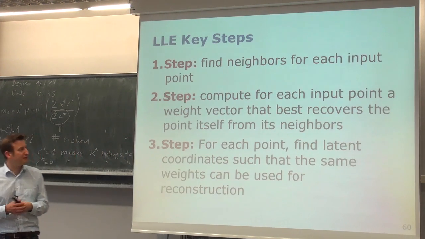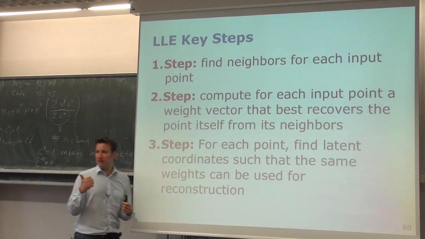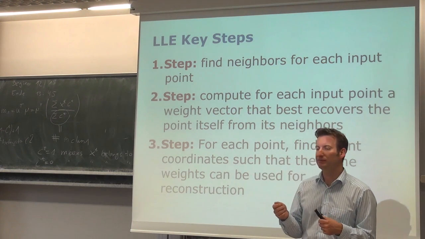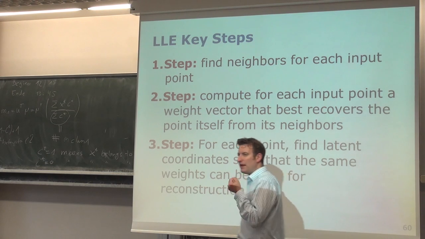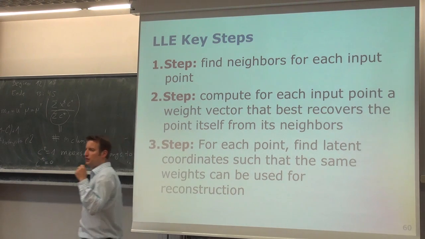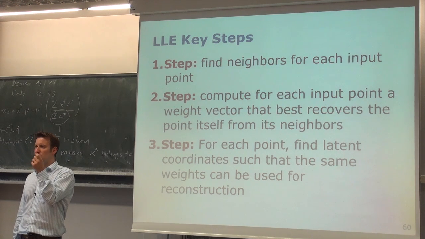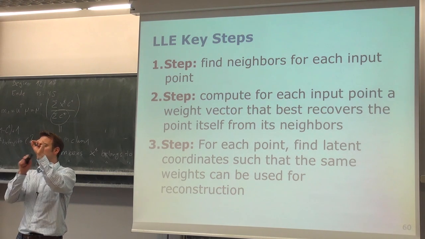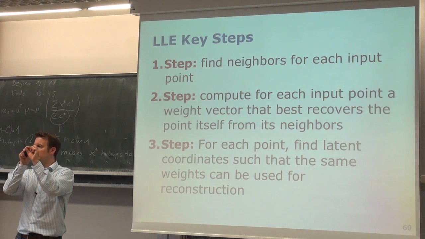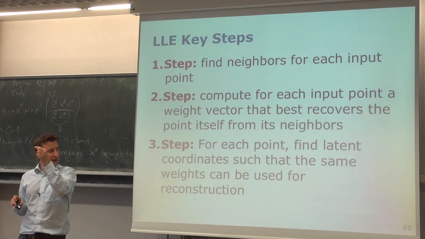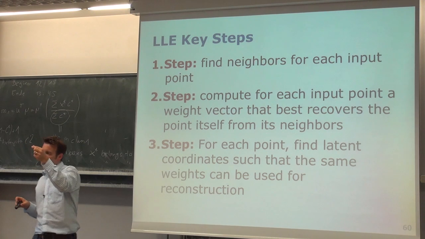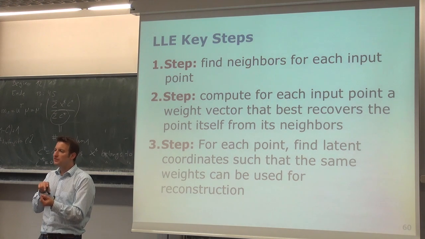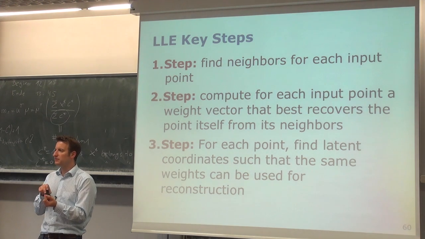It basically has three steps. The first step is, for every point, find its neighbors in a defined neighborhood. So in a small neighborhood, look for neighboring points. Then compute a weight vector that allows me to reconstruct this point by a weighted sum of its neighbors. So I have a data point, I select its neighbors, and if I compute a weighted sum of my neighbors, I can reconstruct this point. The third step is, for this reconstructed point, find latent coordinates so that the same weight matrix still recovers this point in the lower dimensional space.